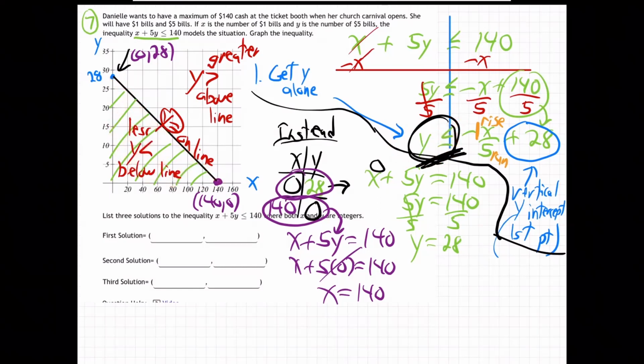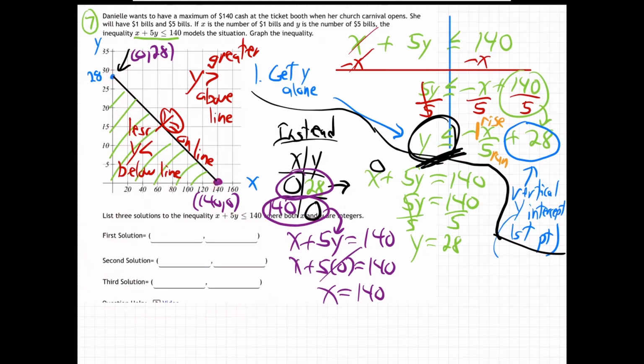Okay, now what about this last part where they want a first, second, third solution? It says list 3 solutions where both x and y are integers, whole numbers. There are no decimals or fractions. So they want 3 answers. Now, how do I do that? Do I need to put these points on the line? You could put those points on the line.